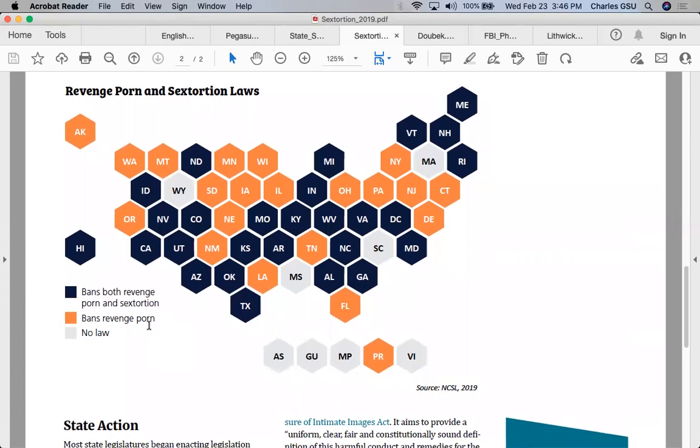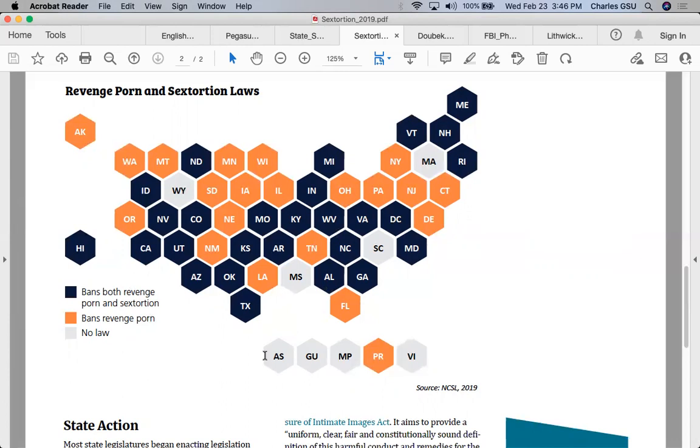States that are a little more on top of things and progressive, you might say, are states here in navy blue: California, Nevada, Idaho, and so on, even curiously Texas. But we still have a long way to go. States that have no law for revenge porn or sextortion, there's still a lot.